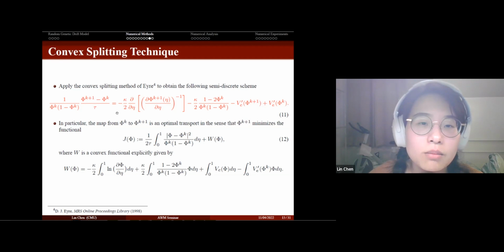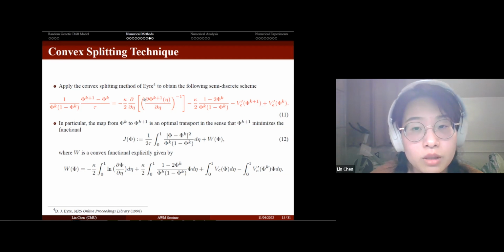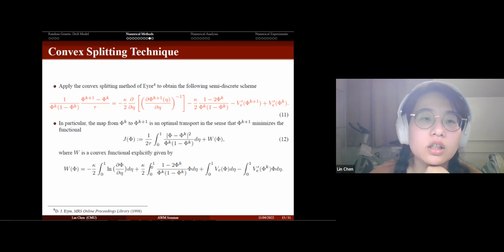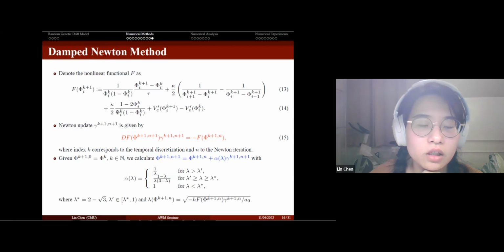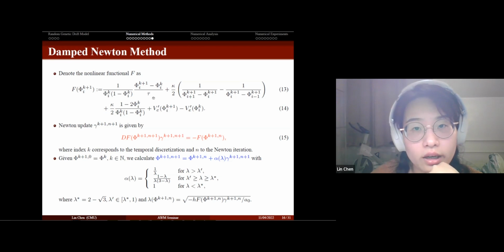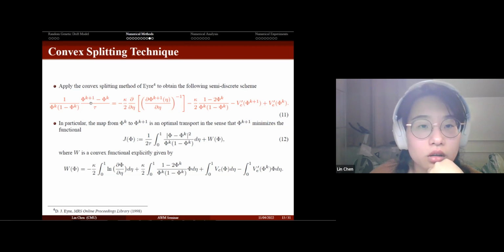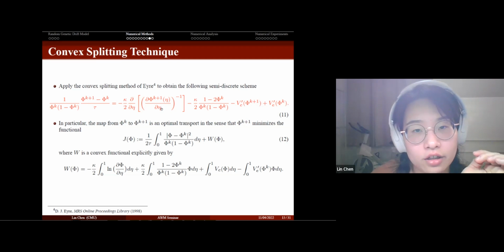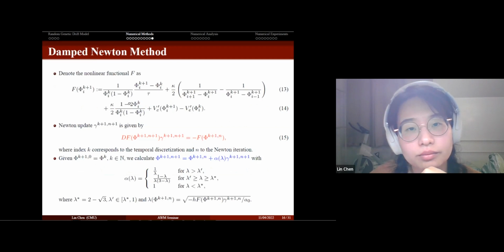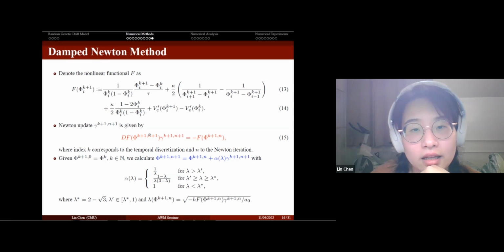In particular, we can see that the map from our phi k to the phi k plus 1 is optimal transport in the sense that phi k plus 1 minimizes a new functional here. And here W is the convex functional. We can express it as this one. If we write the nonlinear functional this way, it's just the difference between the right-hand side and the left-hand side. We just do the standard Newton update this way, however, the update step is not one, it is defined as another parameter here.